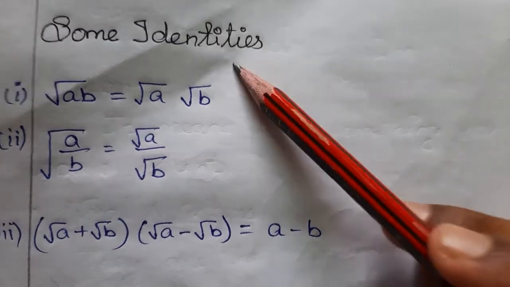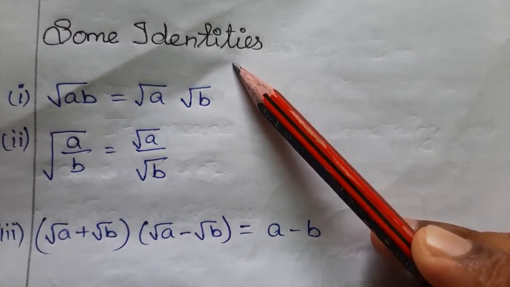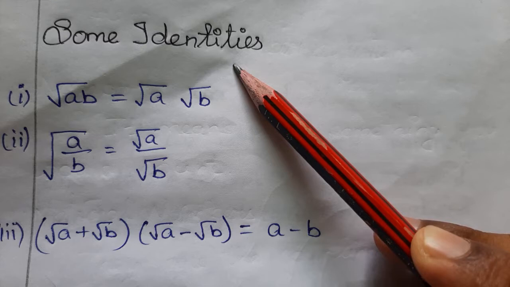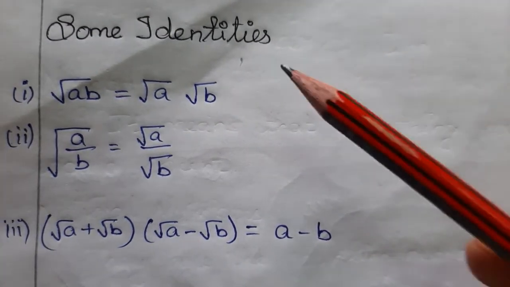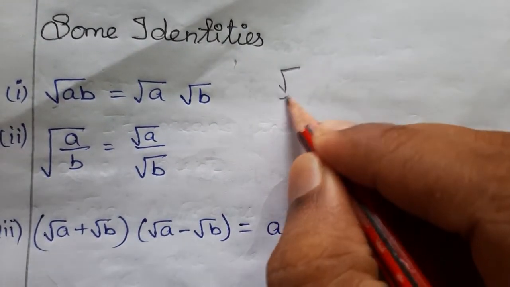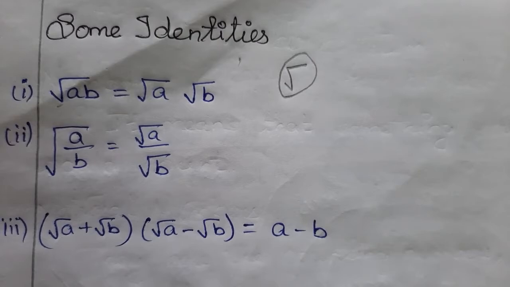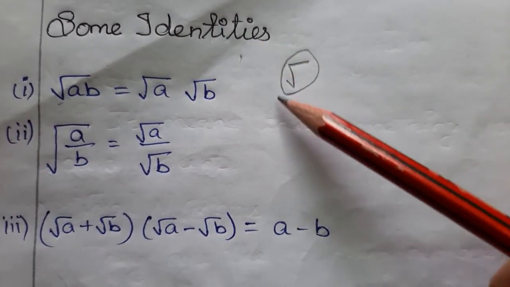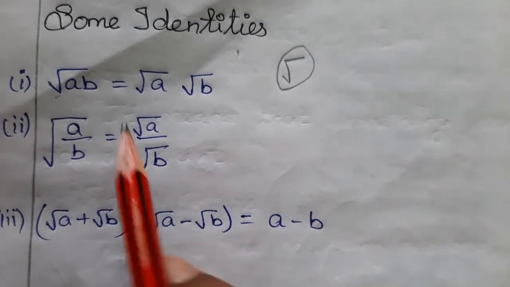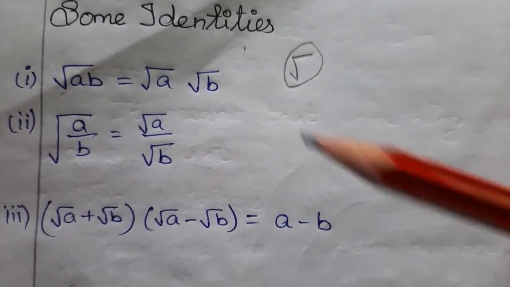Next we will see some identities. We have learned a few identities in earlier classes, like a plus b the whole square is equal to a square plus 2ab plus b square, a minus b the whole square is equal to a square minus 2ab plus b square, a plus b into a minus b is equal to a square minus b square, right? Those are a few identities we have already learned, but they don't contain a square root. Actually this is called a radical. We learned them without this symbol, right? So here we are going to have some identities with the radical. This symbol is called a radical, right? Yes, we are going to see identities with this symbol.